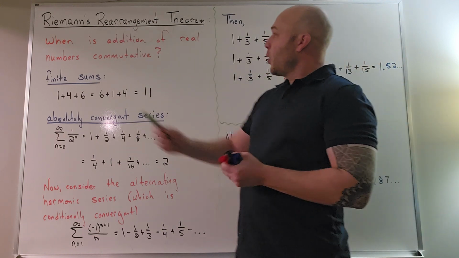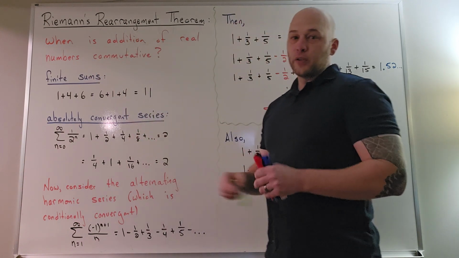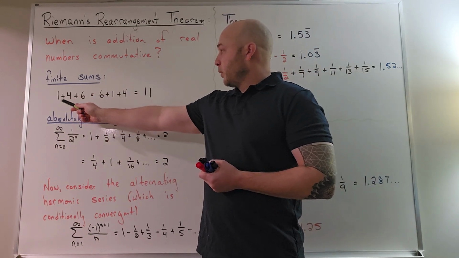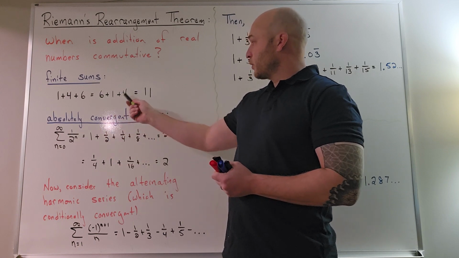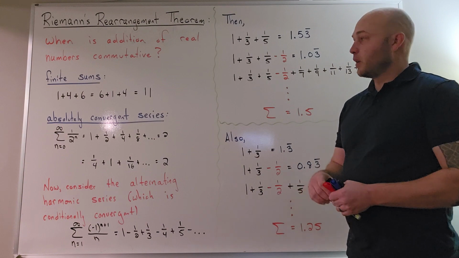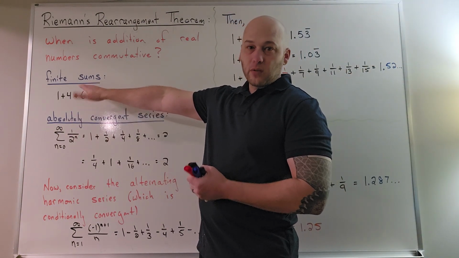First and foremost, when is addition of real numbers commutative? Well, there's two primary cases. One, if I have a finite sum, of course, 1 plus 4 plus 6, I can take those terms and rearrange them. 6 plus 1 plus 4 equals 11, right? We're all familiar that addition of real numbers is commutative. And when we say that, we're always thinking of the finite case.